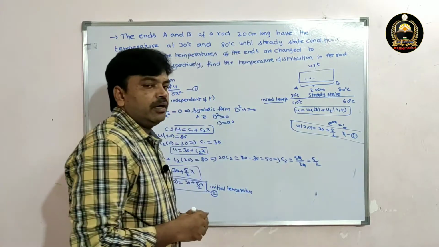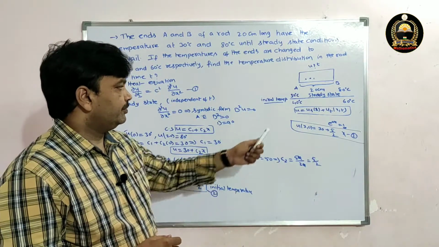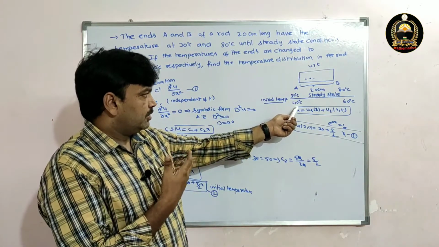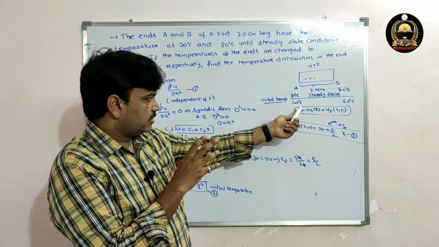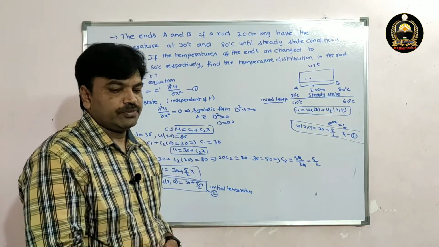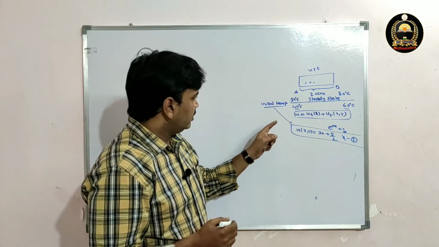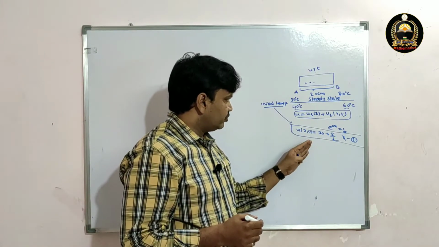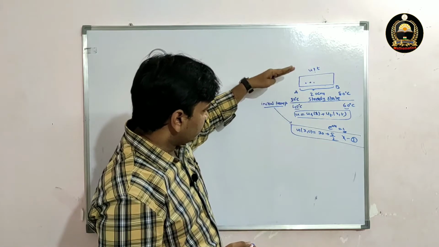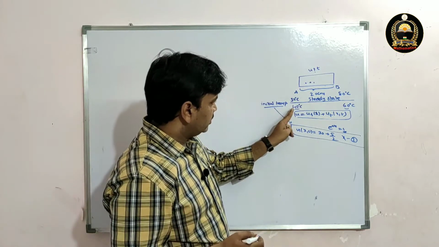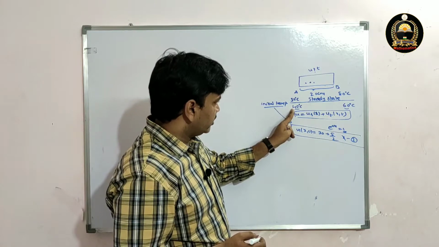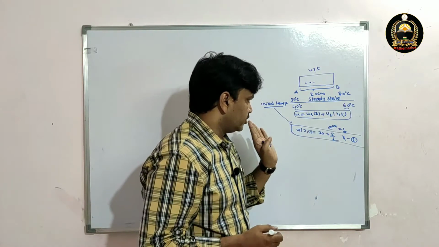Okay. Let us see, when the change occurs at both ends, what is the solution. Let us continue, students. Now here we are finding the initial temperature. Okay, this part is over. Now what he has done here, he changed the temperature to 40 degrees centigrade and 60 degrees centigrade.